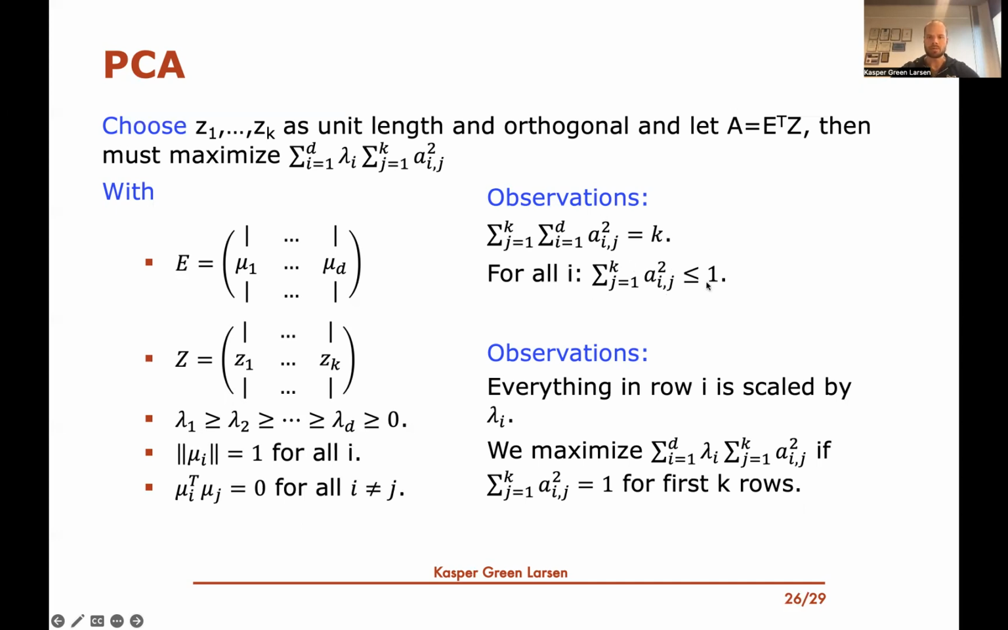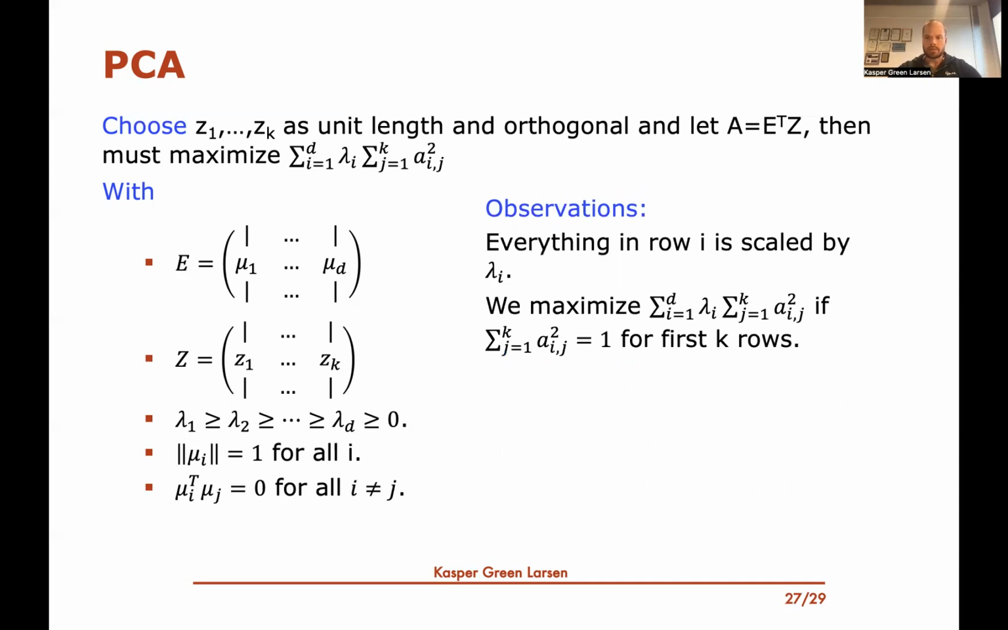Because any row can sum to at most 1, and we gain the most by putting value on the first row, then we gain a little bit less on the second row, or maybe a lot less, and so forth. So the best we can hope for is to have the sum of the squares in the first row equal to 1, the sum of the squares in the next row equal to 1, and this being true for all the k first rows. If we can find any set that has this property, then we're happy. Then it has to be optimal.